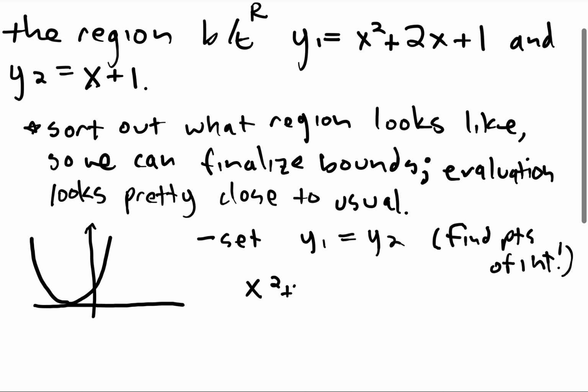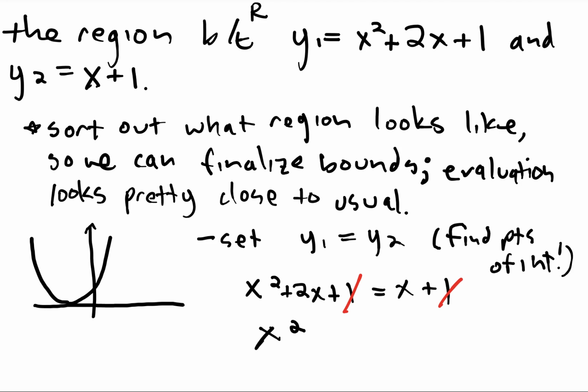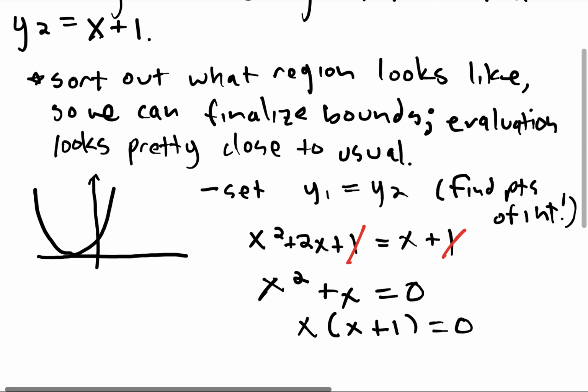So x squared plus 2x plus 1 has got to be the same thing as x plus 1. Right off the bat, I've got some cancellations I can take. Aside from that, I can move the x over to the left-hand side. I will get x squared plus x equals 0. If you factor this out, you get x times (x plus 1) equals 0. This results in x equals 0 or minus 1.